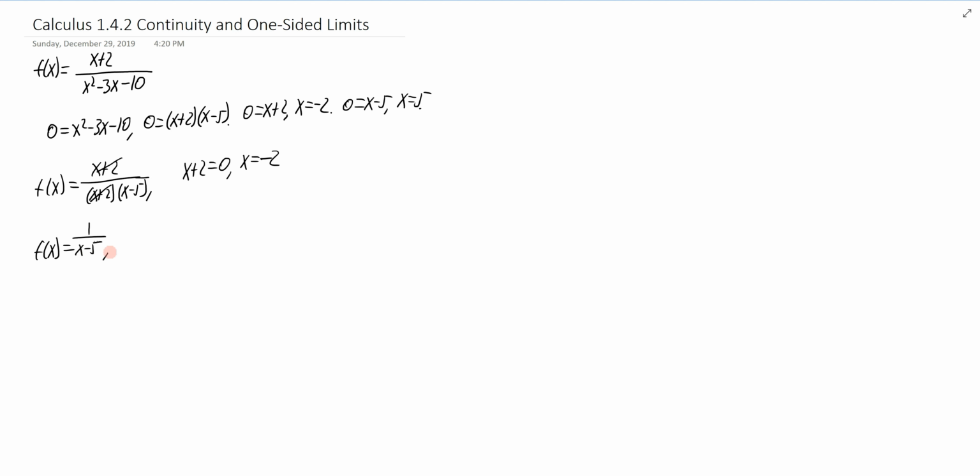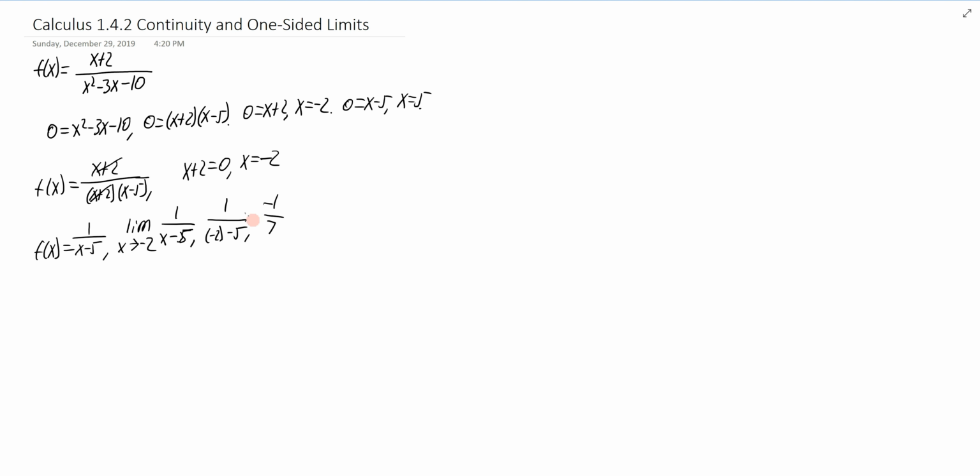Now we're going for a limit. We're looking for the limit as x goes to negative 2 of 1 over x minus 5. What we're going to do is get 1 over negative 2 minus 5, which ends up giving us a result of negative 1 over 7. So as you can see, a limit exists. And because a limit exists at negative 1 over 7, we know that this is a removable discontinuity. If it was non-removable, we wouldn't get a limit.